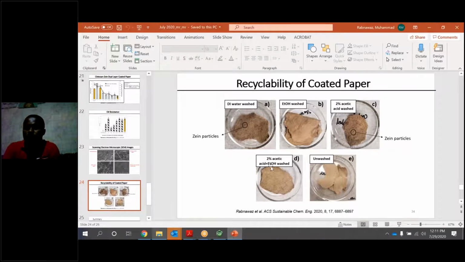So eventually, when we use acetic acid and ethanol, that removes both layers. Now, acetic acid dissolves chitosan, ethanol dissolves zein. So when you wash with that combination, you remove the coating from the paper pulp.